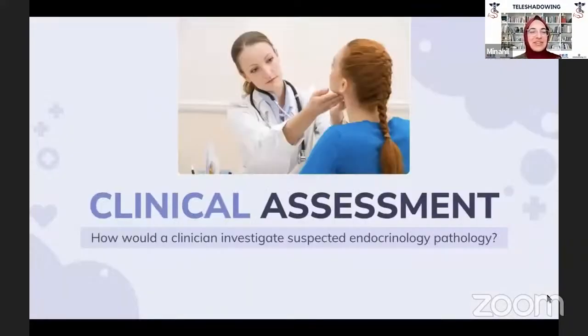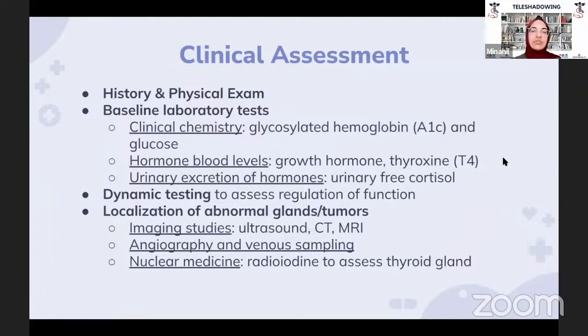All right, so now switching gears a little bit into the clinical assessment. So let's say you are now in your first or second year of medical school, and you're rounding with your attending, or in your third year clerkships and your internal medicine rotations, or just overall any clinical assessment. If you're suspecting an endocrinology pathology, you see any things that might tip you off. These are basically the things that you have to do.